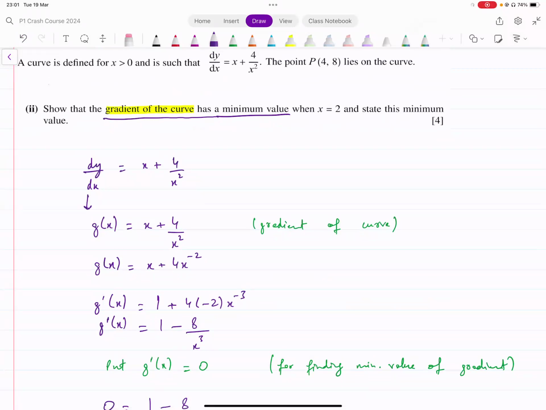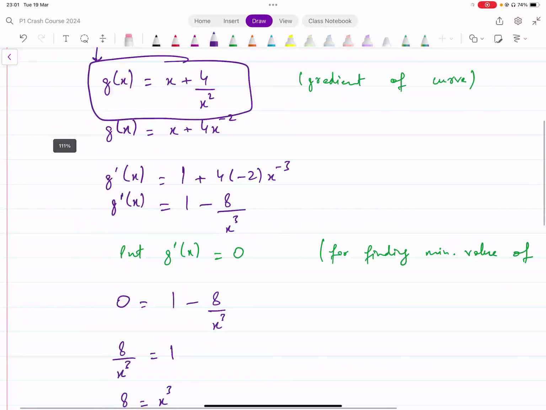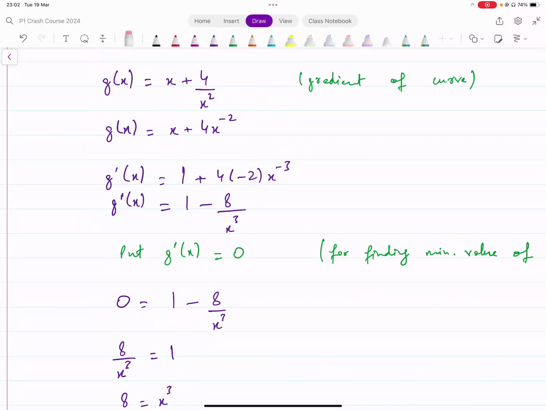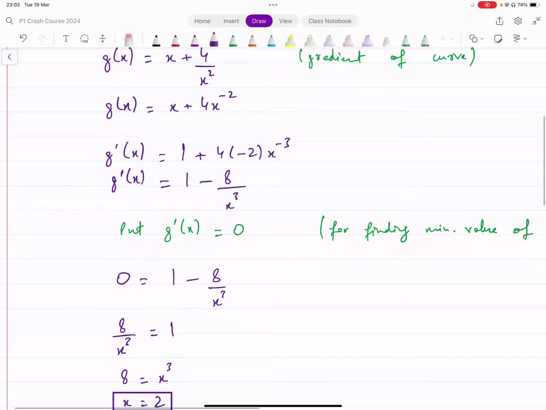They asked us for the minimum value of the gradient. Minimum value of the gradient, not the minimum value of the actual function, not the minimum value of the curve. They're asking for the minimum value of the gradient. So how do you find the gradient of a curve? Using the derivative. So this derivative basically represents the gradient of the curve. We treat this as a new function. How do you find the minimum value of this gradient now? Find the derivative of this, put that equal to 0, you get the value of x. Find the second derivative. Since that's positive, it's a minimum value.